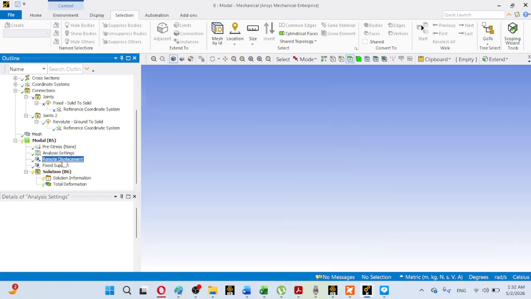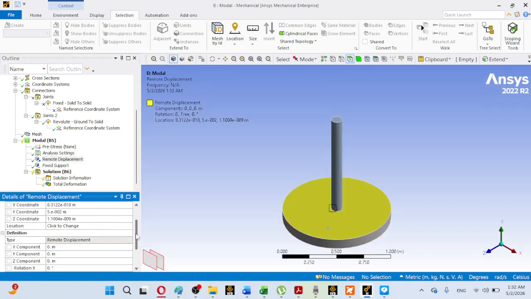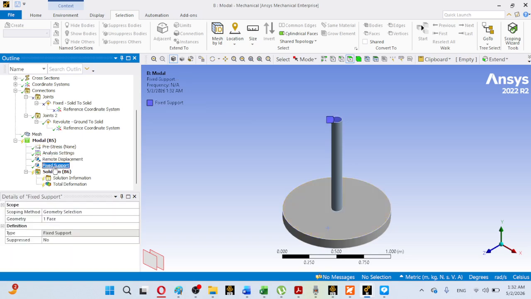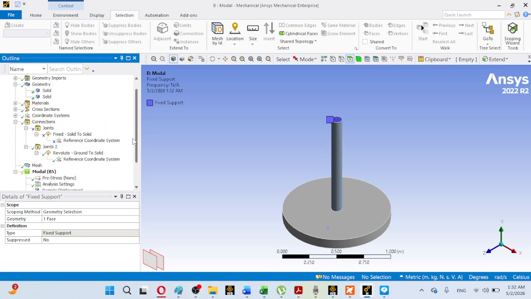And after that, the remote displacement has the same settings as you have previously done. You can either select this face or its bottom face or any three faces like this, and set this polar axis as free. And the fixed support is as previously, so that is not making any difference. These are the necessary settings. Other data is quite the same.